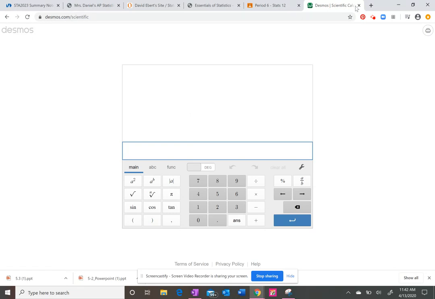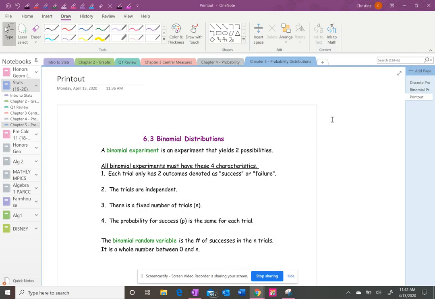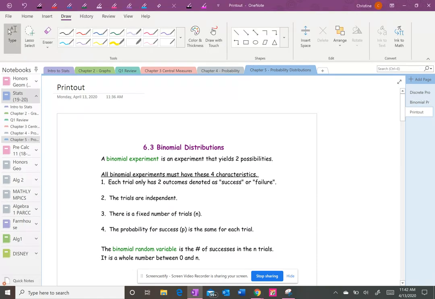All right, guys, today we are going to do... last week we did the discrete probability. Today we're going to talk about a binomial distribution. This is a little more intense, but once you do the problems over and over again, you'll see it's just a pattern of a formula, okay?